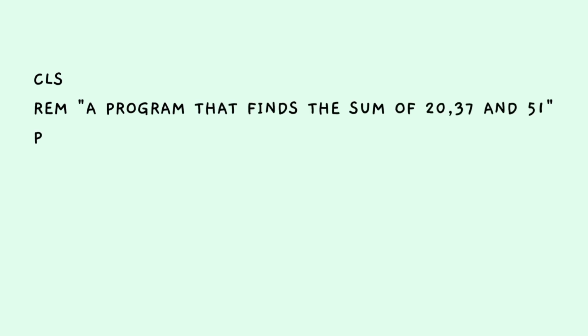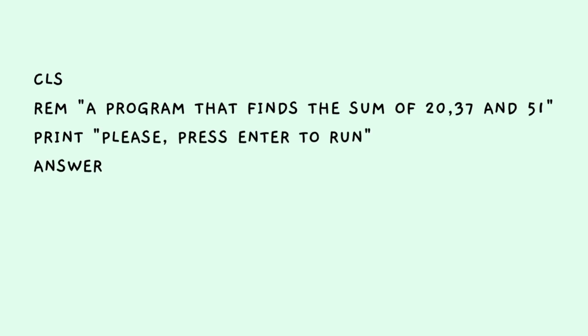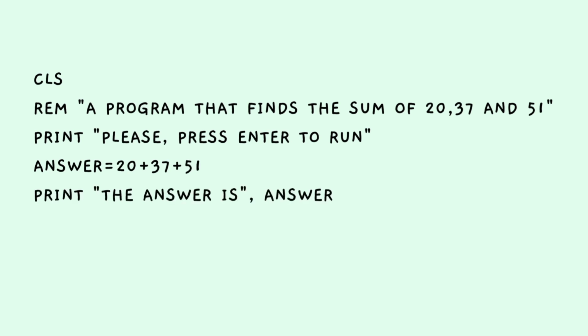The first we are looking at here is a program that finds the sum of 20, 37, and 51. Now, to write a program that will find these given numbers, we can write it as you can see on display. Print, please press enter to run. That means that will be displayed on the screen the moment this program is run. The next line, answer equals 20 plus 37 plus 51. The next is print, the answer is.